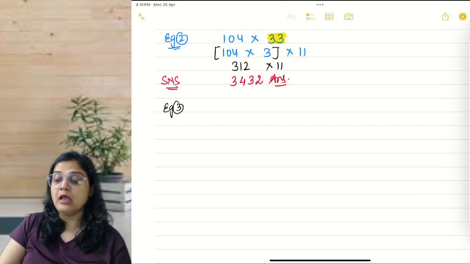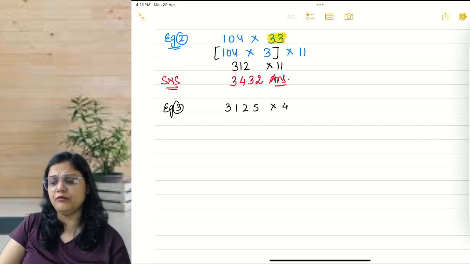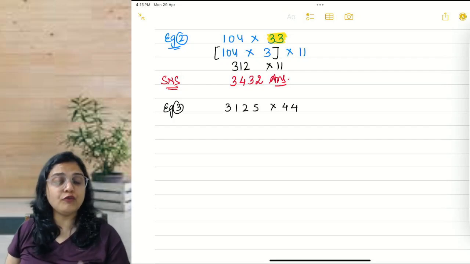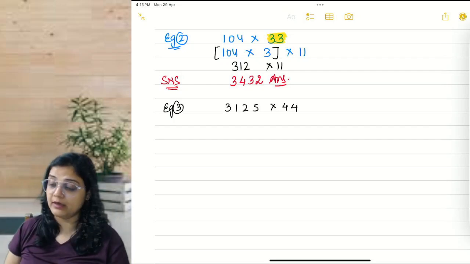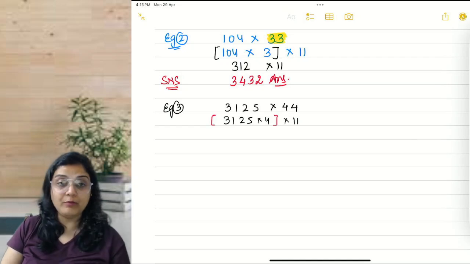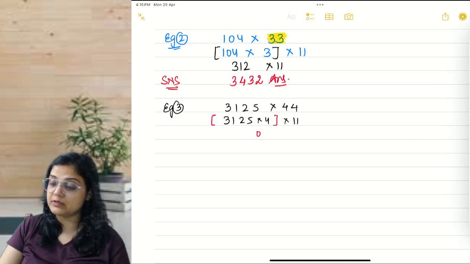Example number 3, I have 3125 multiplied by say 44 now. Let me take 44 this time. So 44 is a multiple of 11 here. So I will write it as 3125 into 4 into 11. Then I am grouping this 4 with 3125. So when you multiply, this will become 12500, 3 fours are 12.